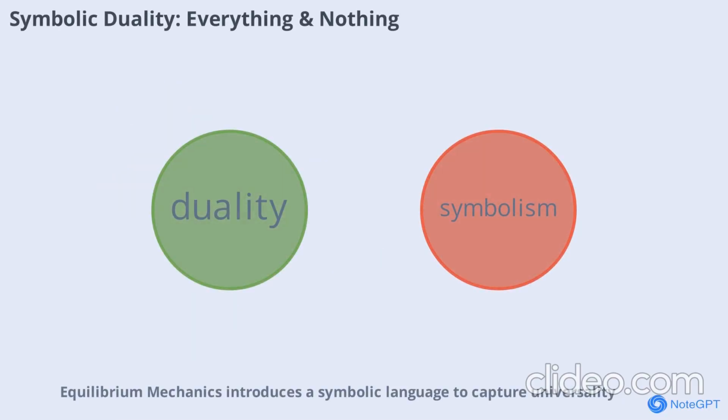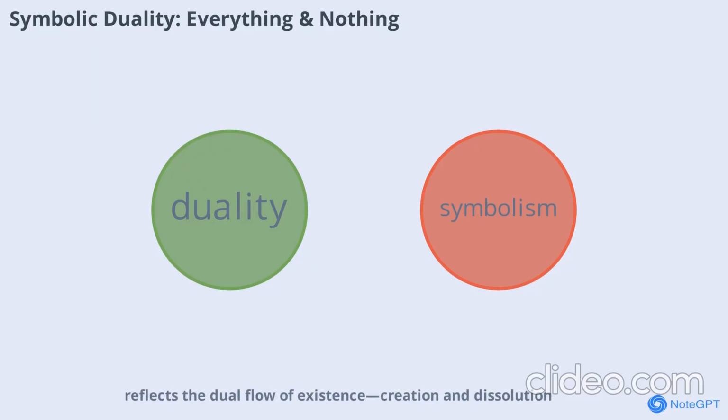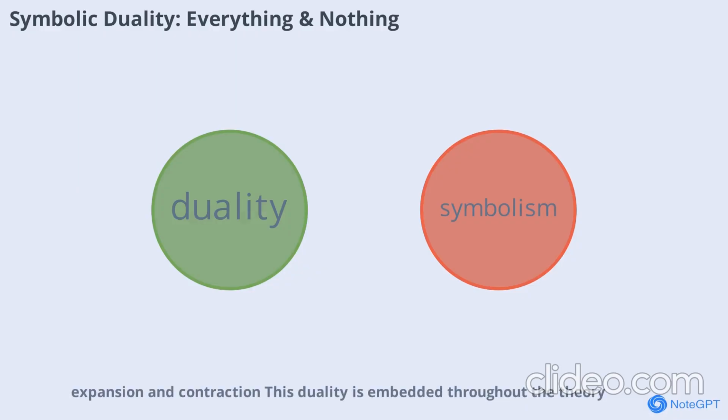Equilibrium mechanics introduces a symbolic language to capture universality. The asterisk stands for everything, while the empty set, O-stroke, represents absolute nothing. The interplay between these two symbols reflects the dual flow of existence, creation and dissolution, expansion and contraction. This duality is embedded throughout the theory, providing a flexible way to discuss boundary conditions and the emergence of structure from the void.